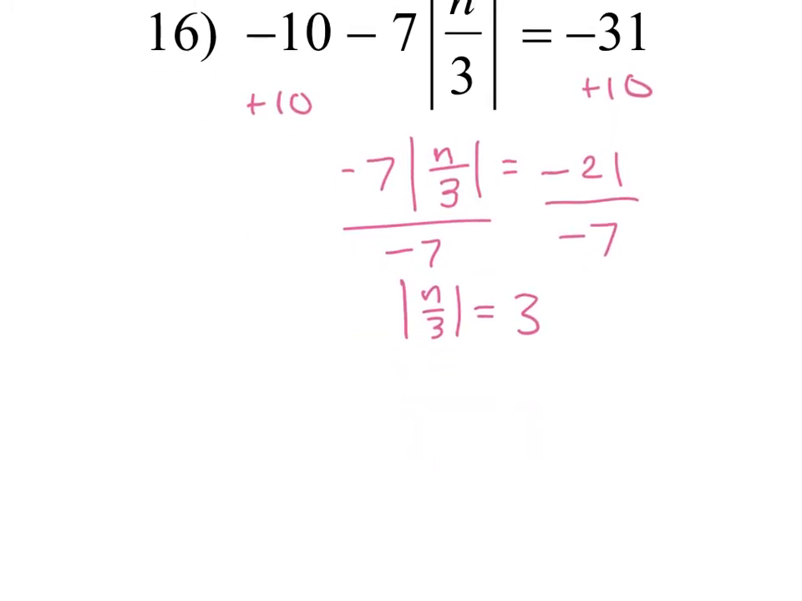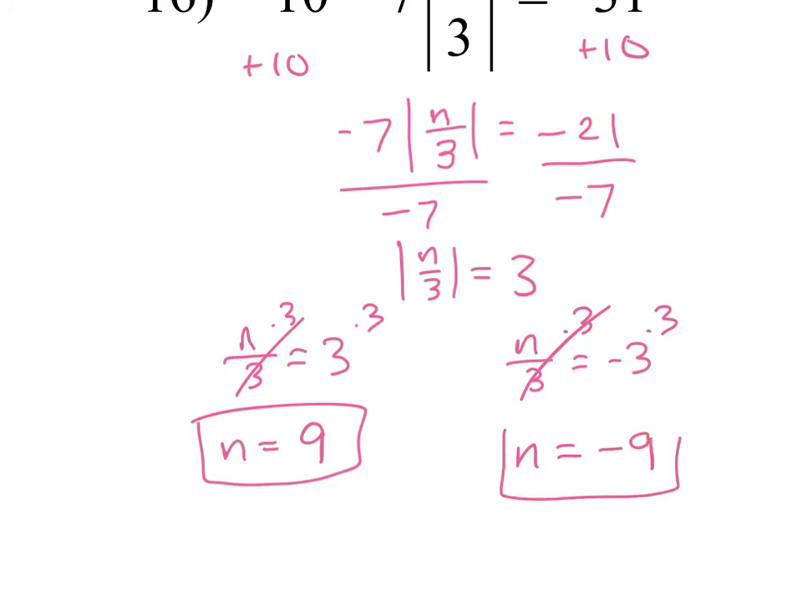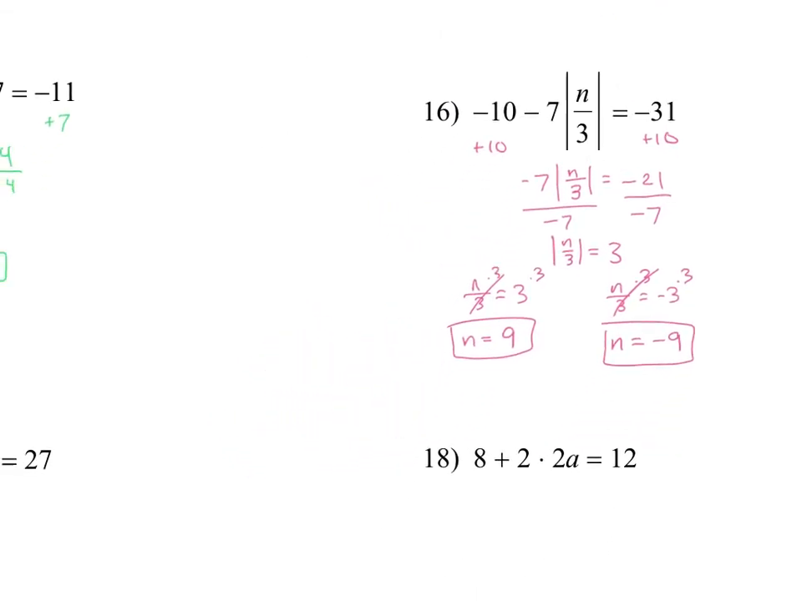How do I get rid of my absolute value? What do I need to do next? Split it. So we have n over 3 is equal to positive 3, and n over 3 is equal to negative 3. We multiply both sides by 3 to get that 3 out of our denominator, so we have n is equal to 9. And then we do the same thing in our other equation. We have n is equal to negative 9. So our two answers are 9 and negative 9. So always when it's absolute value, you will get two answers.